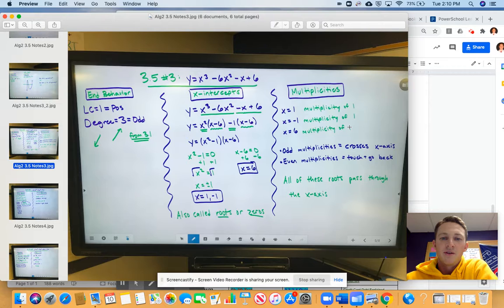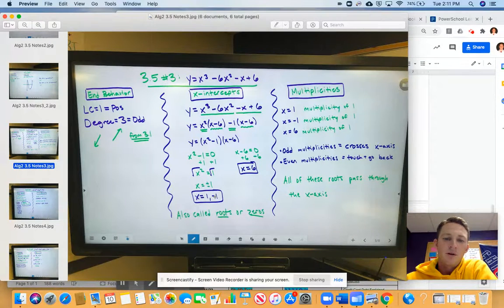The next step of this problem, we're going to find multiplicities of our x-intercepts, or of our roots or zeros. Multiplicity just means how many times you're going to write it. So we had 1 written 1 time, so I had a multiplicity of 1.